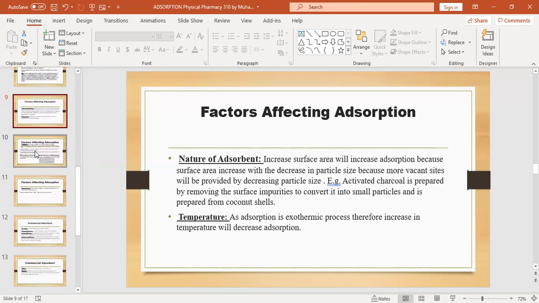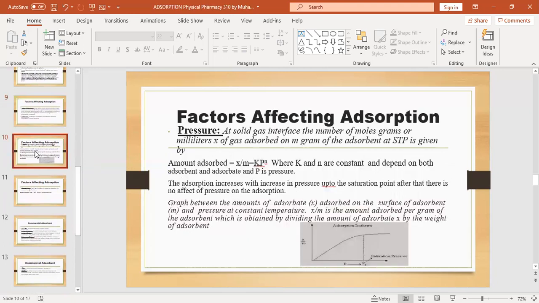Let's proceed further. Factors affecting adsorption: pressure. This is important. Pressure at solid gas interface. Solid gas means you are going to adsorb gas at the surface of a solid adsorbent. At solid gas interface, the number of moles, grams or milliliters of X gas adsorbed on m gram of the adsorbent at STP is given by amount adsorbed equal to x upon m.